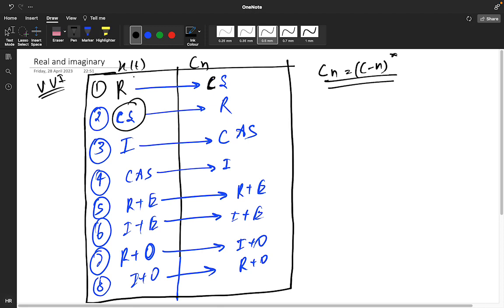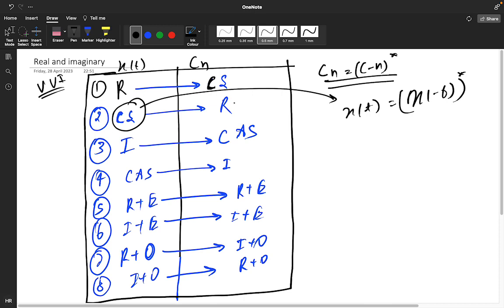And if this is your complex conjugate, that means x of t is equal to x of minus t conjugate, then this signal will be real, meaning the Cn part will be real, like sin t, cos t, tan t. It's like these things will come.